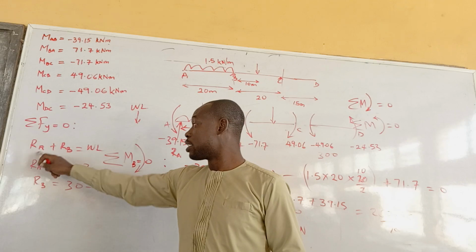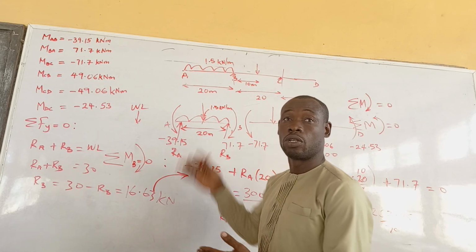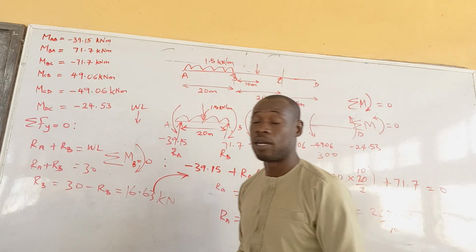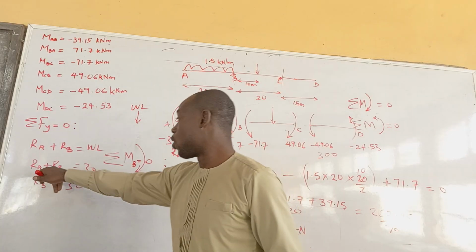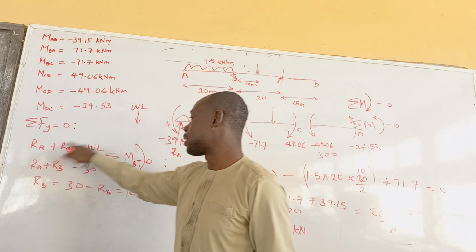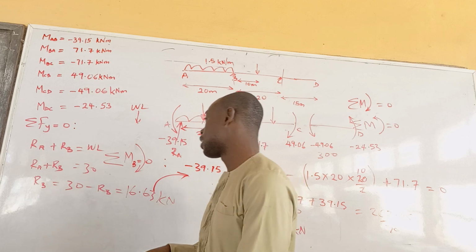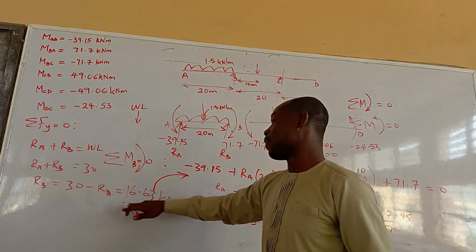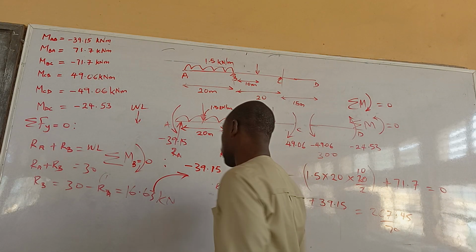So if I sum this and this, the summation of your forces along the upward axis should be equal to the summation of forces coming downward. Now, if I have RA plus RB equals 30, and we already know our RA, carrying this RA to this side, RB is 30 minus RA. That will give us this, because this is 16, this is 30.37.